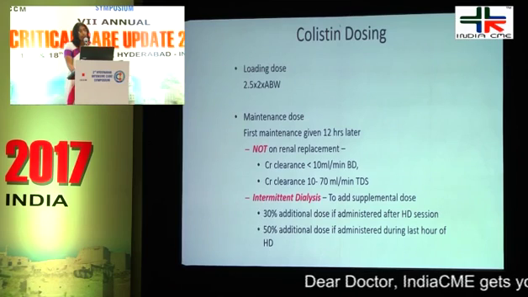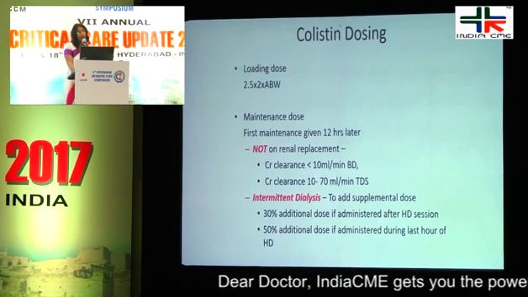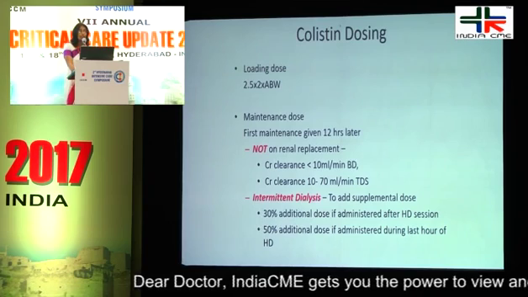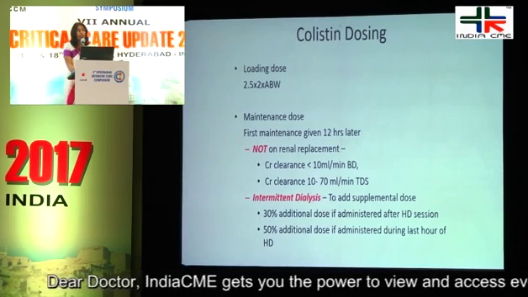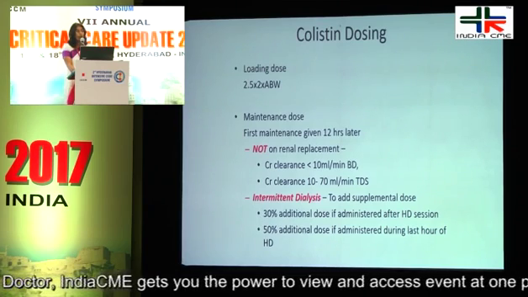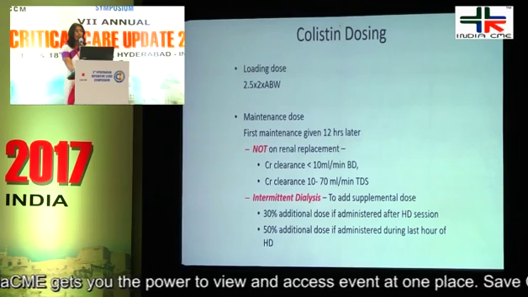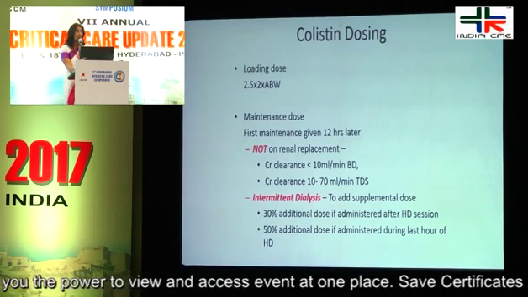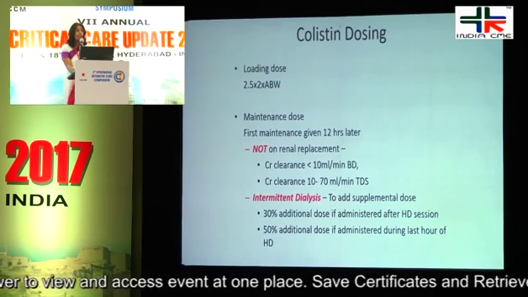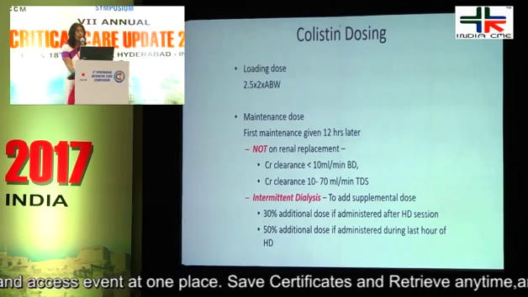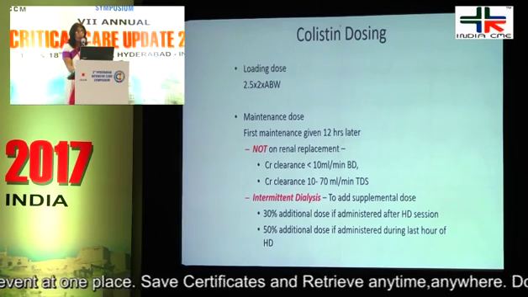We give it BD if the creatinine clearance is less than 10 ml per minute, and as a thrice daily dosing if the creatinine clearance is between 10 and 70. If you're doing intermittent hemodialysis, then supplemental doses should be a 30% additional dose if administered after hemodialysis and a 50% additional dose if administered during the last hour of hemodialysis.